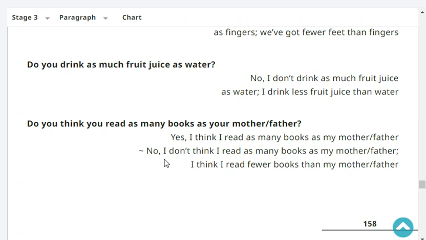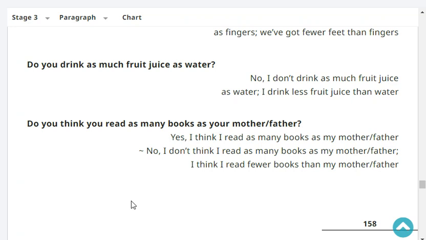Do you drink as much fruit juice as water? No, I don't drink as much fruit juice as water. I drink less fruit juice than water. Very good.